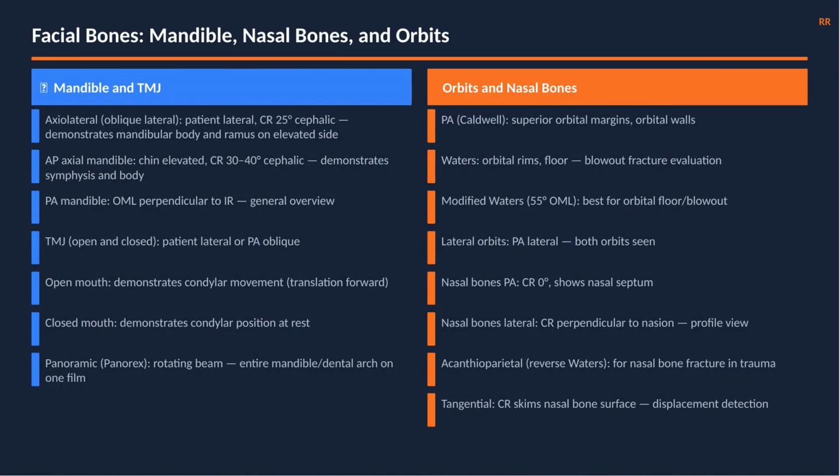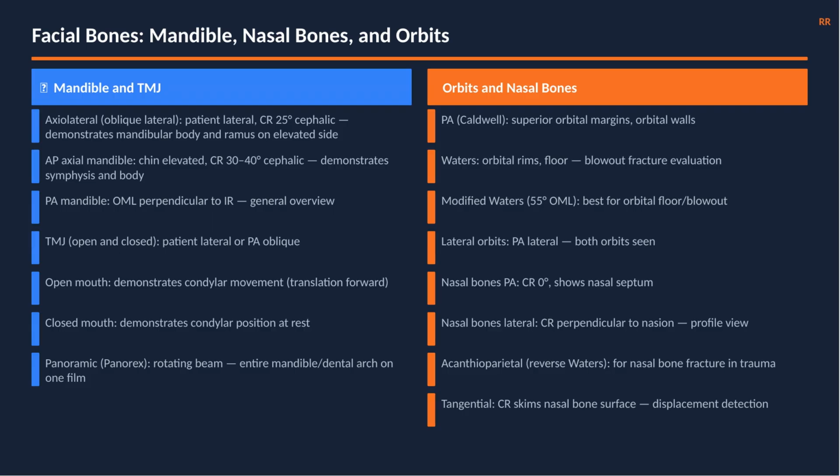Mandible views, axiolateral oblique. Patient lateral, CR 25 degrees cephalic, demonstrates the mandibular body and ramus on the elevated side. AP axial, chin elevated, CR 30 to 40 degrees cephalic, demonstrates the symphysis and body. PA, OML perpendicular for general overview.